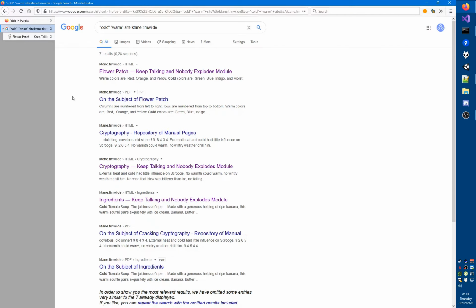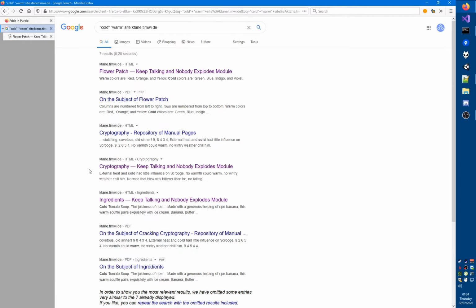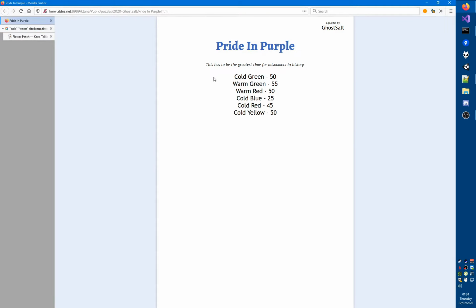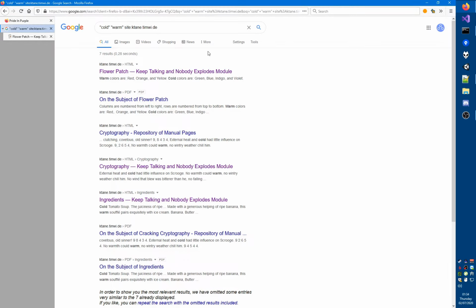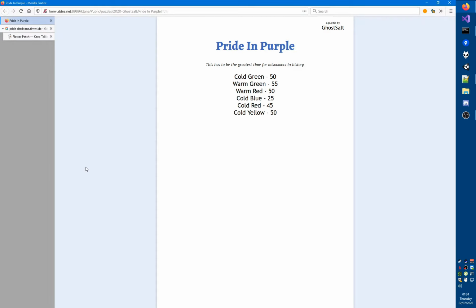Okay, what other modules use the words cold and warm? Well, Cryptography, obviously. Ingredients just doesn't seem relevant. Cryptography or Ingredients? Pride. Pride in purple. Why would it be called pride and why purple? Let's find out. Oh, Lion's Share. Obviously, a group of lions is called a pride. Yeah, Color Talk has a lot of phrases with all sorts of different colors, so I don't think it's either of those.